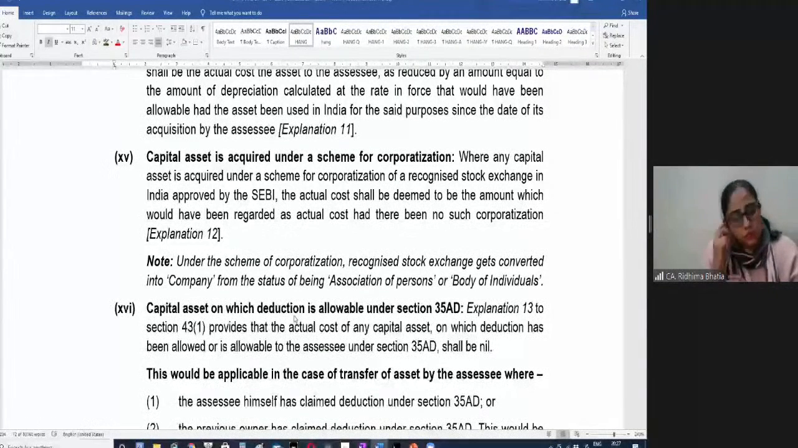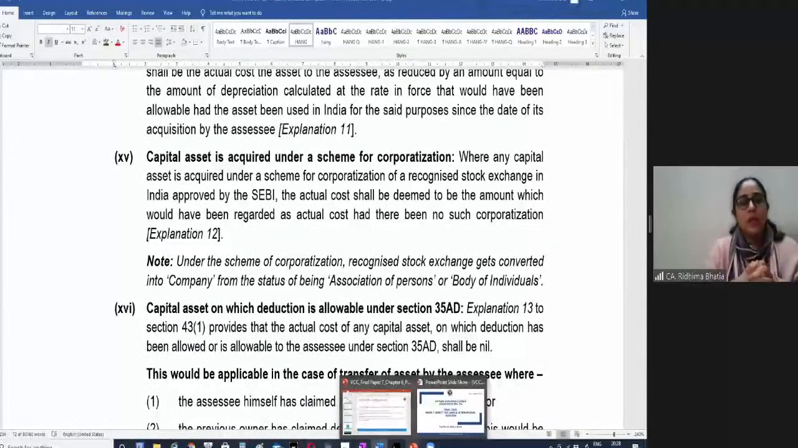Okay, so the last two types of explanation. One is the scheme of corporatization. How many of you understand what corporatization is? Now, I'll tell you a story about that. Many years back, stock exchanges were not formed as corporates, but were formed as AOPs and BOIs, as trusts. Once they were converted into corporates, the recognized stock exchange became a corporate entity. This process of conversion from AOPs and BOIs to a corporate is called corporatization.